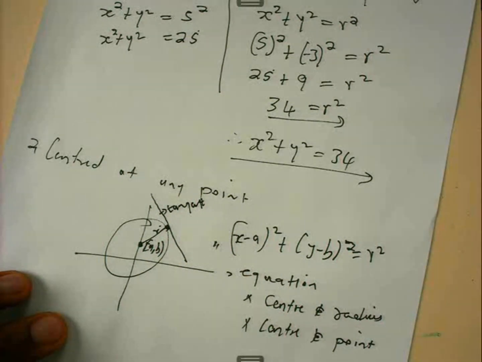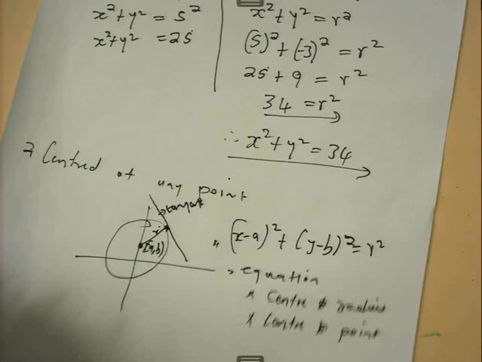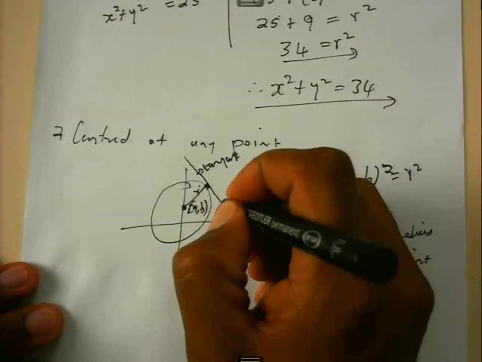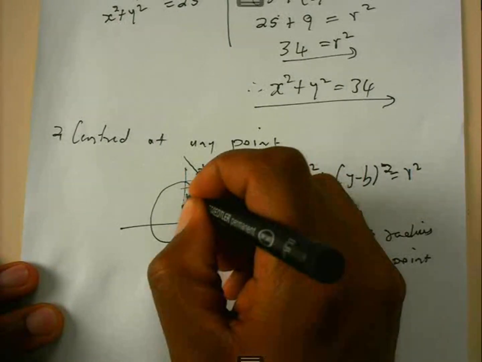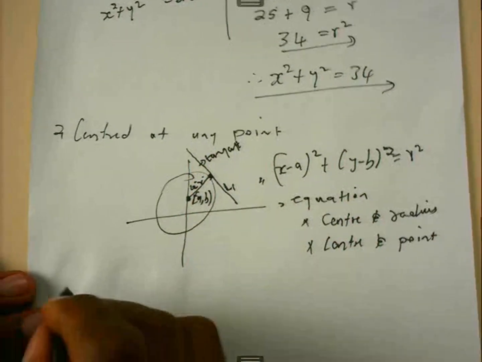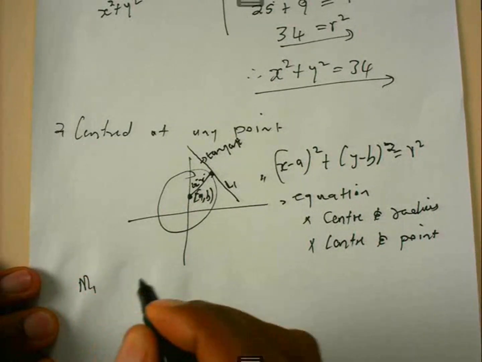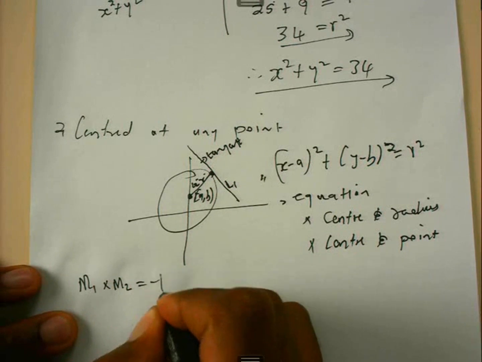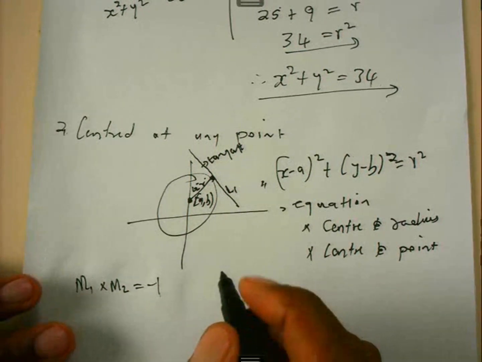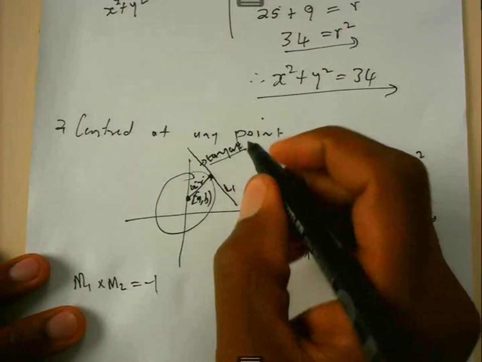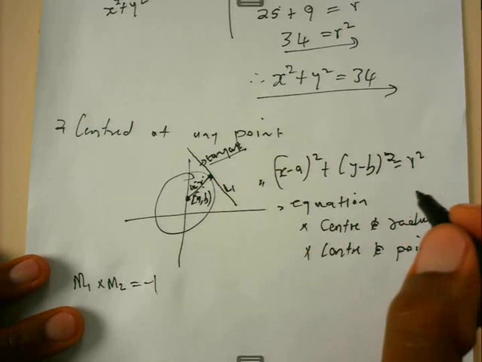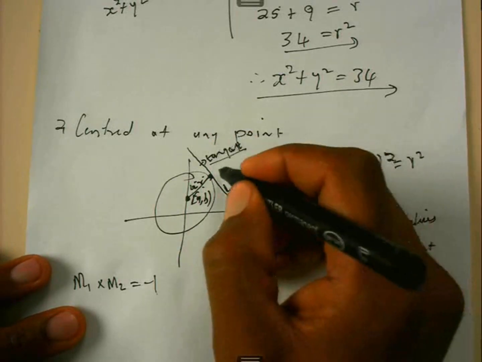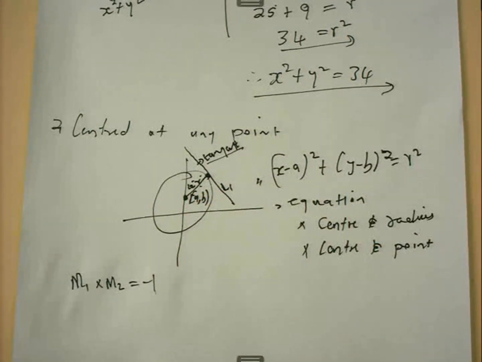Now, how do we determine the equation of the tangent? Of course, we must remember, if we have line 1 here, this will be line 2. Remember, the gradient of line 1 multiplied by the gradient of line 2 is equal to -1. Why are we saying this? We know that the tangent is perpendicular to the radius, right? We know that the tangent is perpendicular to the radius.